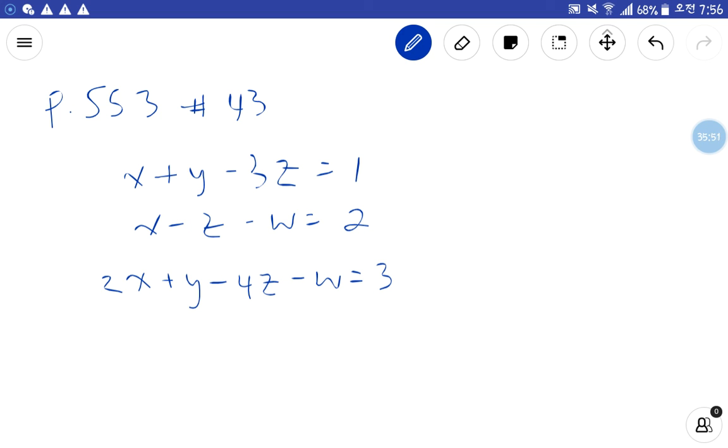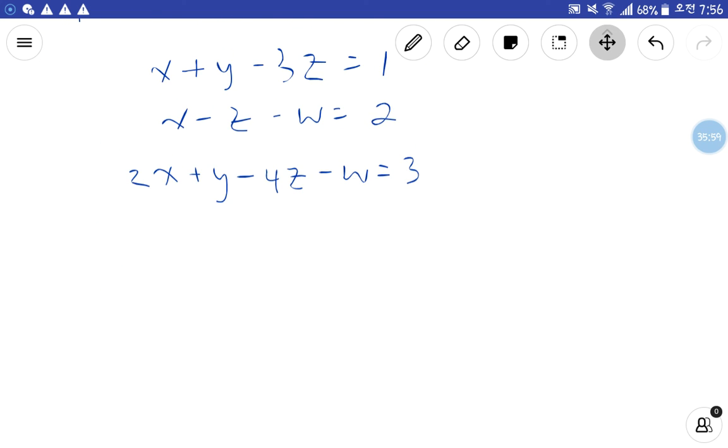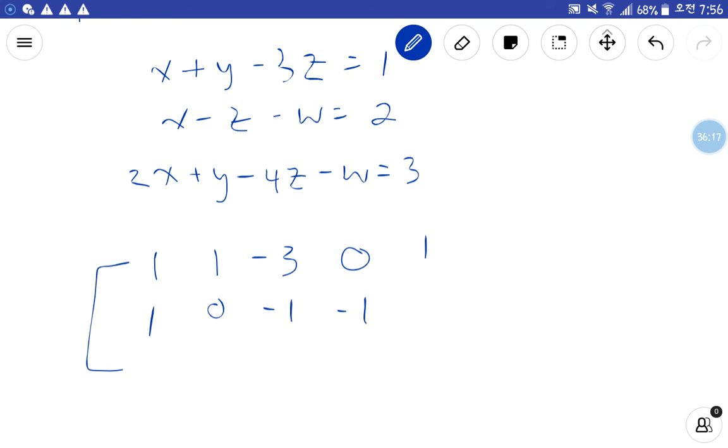Now our goal is to find the reduced row echelon form. So please write down the augmented matrix first. Since we have 4 letters, x, y, z, w, if something is missing, please replace it with a 0. Then write the x, y, z, w coefficients and the number for each row. So this is going to be our augmented matrix form.